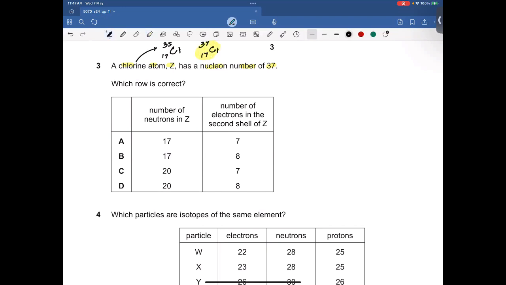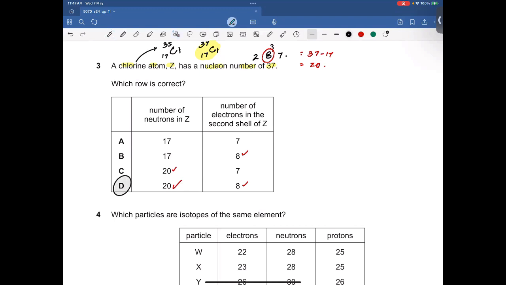So we have a total of 17 electrons. The first shell contains 2, the second shell contains 8, the third shell contains 7. So the second shell contains how many electrons? 8, right? And the number of neutrons: 37 minus 17 is going to be the neutrons. So it's going to be 20. So 20 is here, 20 is here, and therefore D is going to be the right answer.